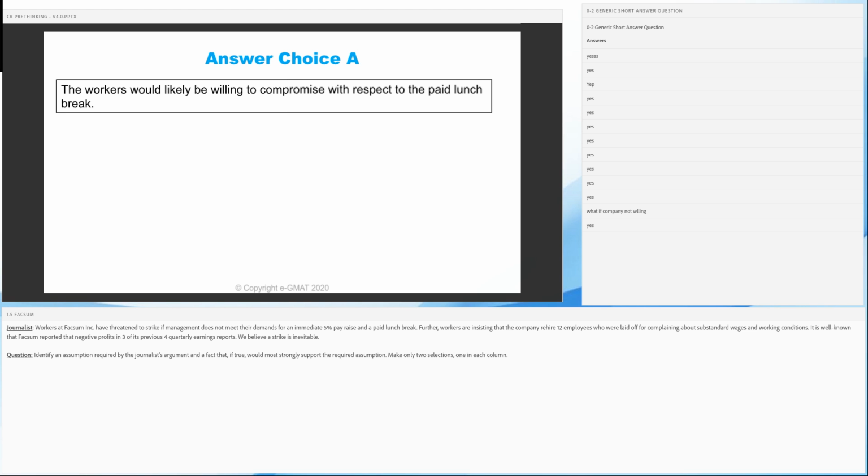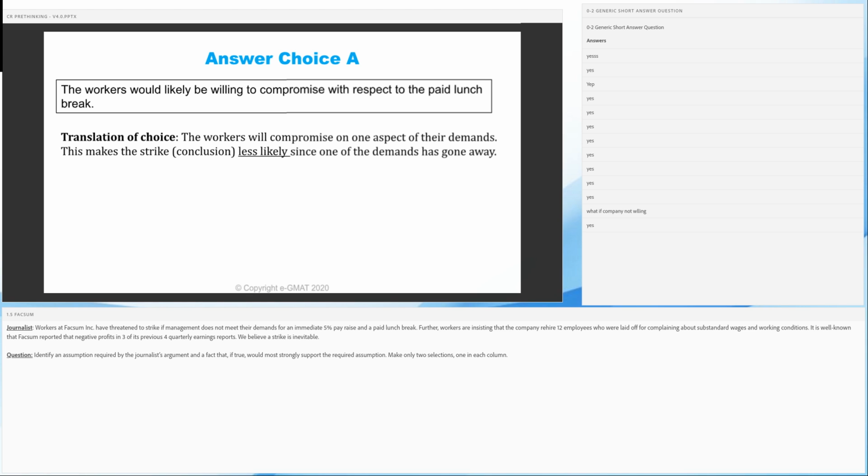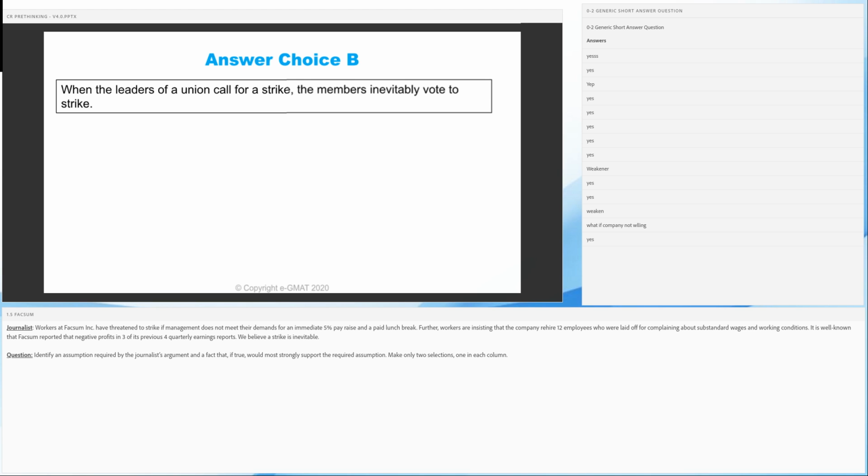Now let's look at answer choice A, willing to compromise with respect to the paid lunch piece. What does this choice really say? Whenever you evaluate an answer choice, you always have to translate it into simplified terms. What this is really saying is the workers will compromise on one aspect of their demands. Now, this actually is a weakener, as someone said. Can a weakener ever be an assumption? Absolutely not. Can it be a strengthener for that assumption? Absolutely not.